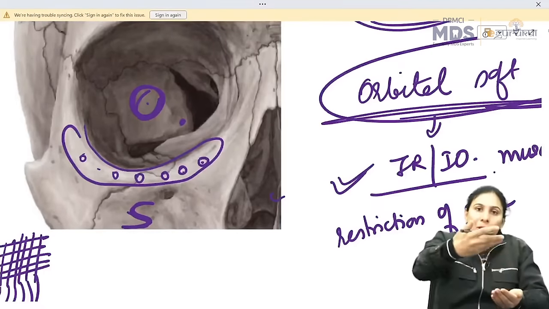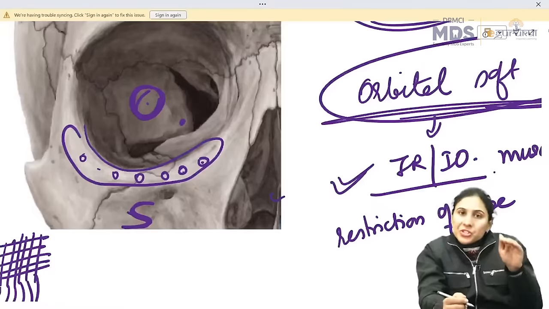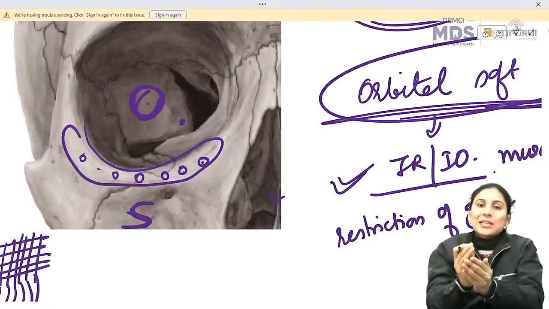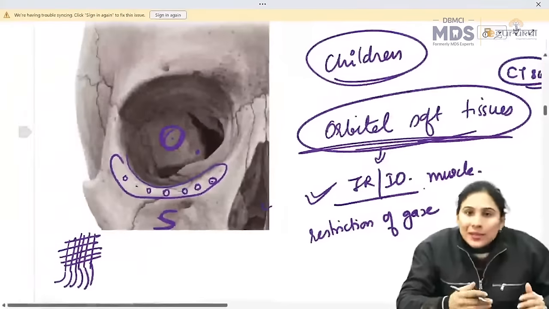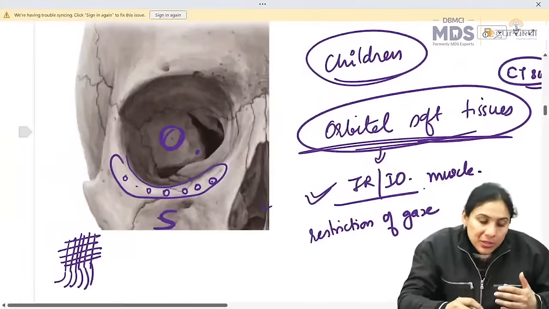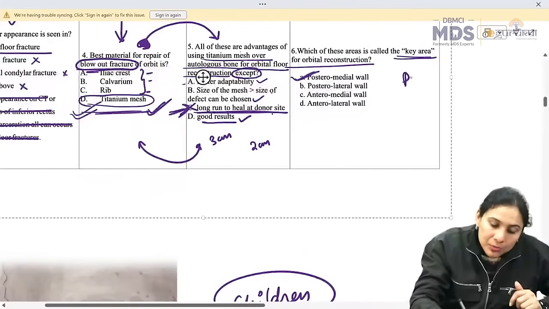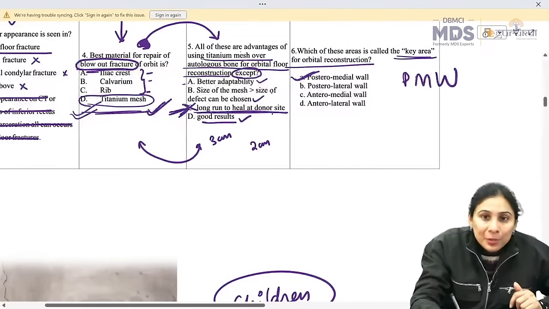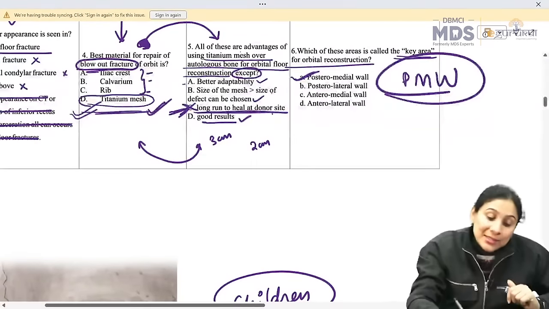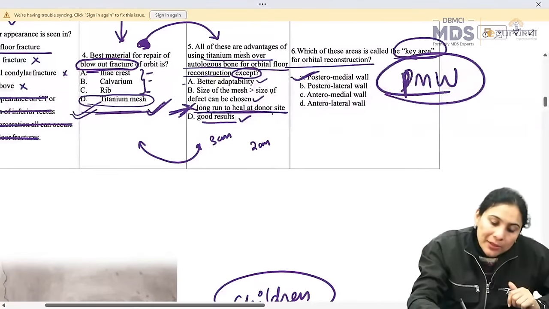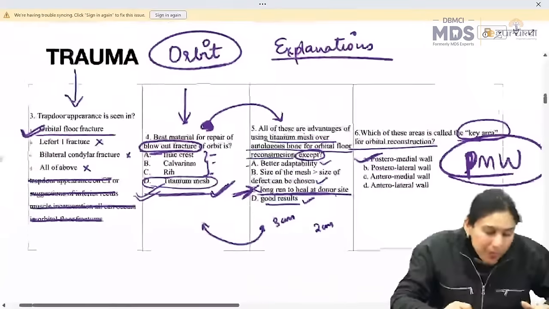Where your graft is going to go and get support from. So the posterior medial wall is basically your key area in orbital reconstruction. You will understand this better when you're actually performing surgeries. For now, you can just remember that PMW, not BMW, but PMW, the posterior medial wall, is the key area in orbital reconstruction. Okay, so these are the four topics.